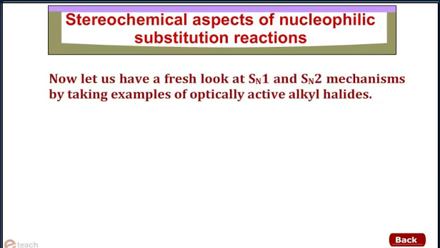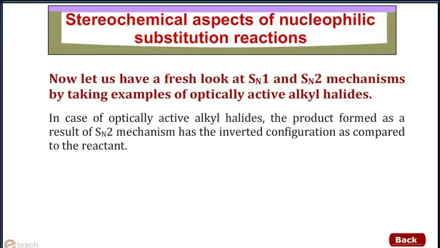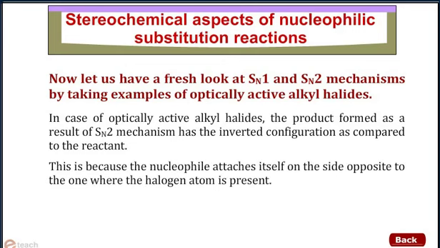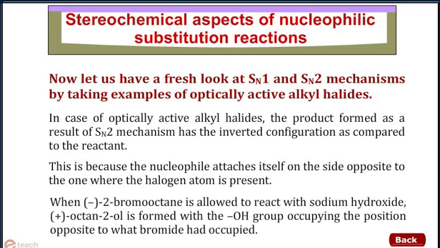Now let us have a fresh look at SN1 and SN2 mechanisms by taking examples of optically active alkyl halides. In case of optically active alkyl halides, the product formed as a result of the SN2 mechanism has the inverted configuration as compared to the reactant. This is because the nucleophile attaches itself on the side opposite to the one where the halogen atom is present. Levo 2-bromooctane is allowed to react with sodium hydroxide. Dextro octan-2-ol is formed, with the OH group occupying the position opposite to what bromide had occupied.